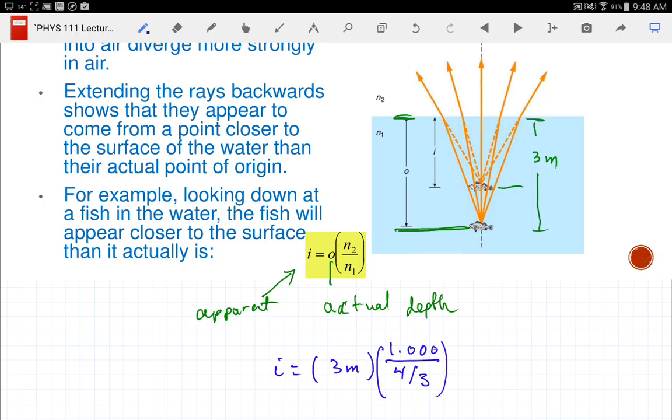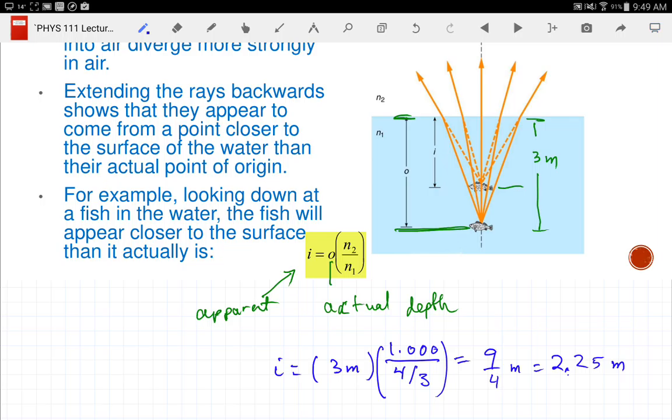And so this is just like a calculation we did. 3 divided by 4/3 is 9/4, or 2.25 meters. So that's how we can calculate how deep it actually appears based on the material. If you take something like a diamond, you're going to be dividing by 2.42, so things will appear much less deep. If you look in from the front of a diamond, it looks like the diamond is much smaller in depth than it actually is.